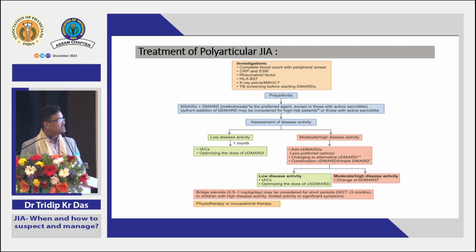You can look at the disease activity. If the disease activity is low, you can use intra-articular corticosteroids and optimization of the dose of conventional or biological DMARDs. And if it is high, then we can choose other biological DMARDs.